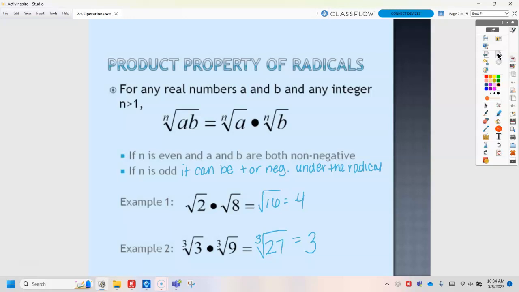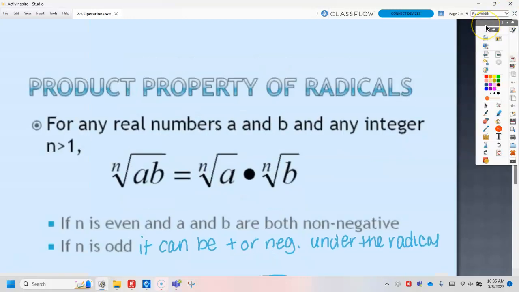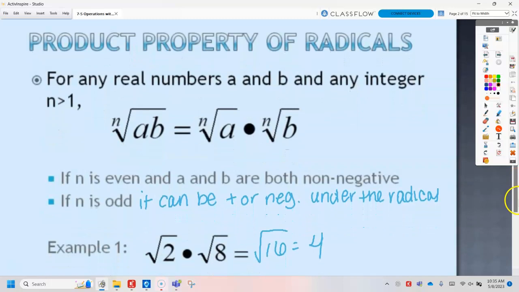We also discussed that if n is even, then a and b cannot be negative. If n is even, a and b cannot be negative. If n is odd, then they can be positive or negative. And we saw that with one of our homework problems last night. The n value was cubic. The number inside was negative 162. We could simplify that because the n was odd.